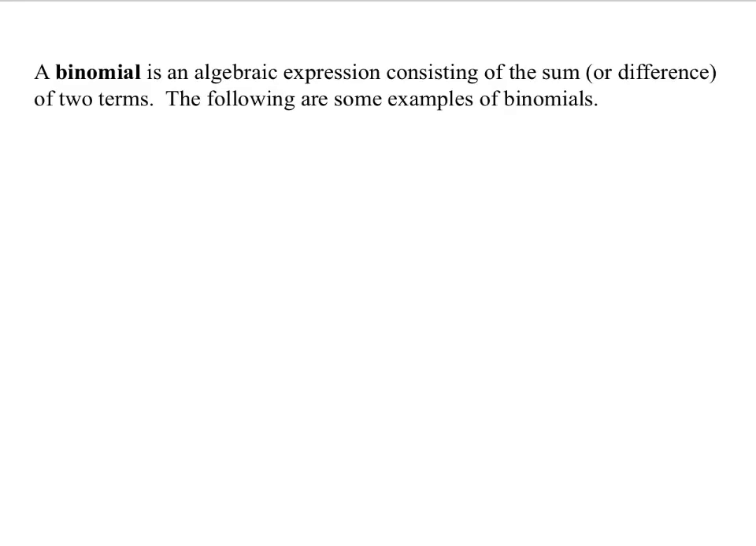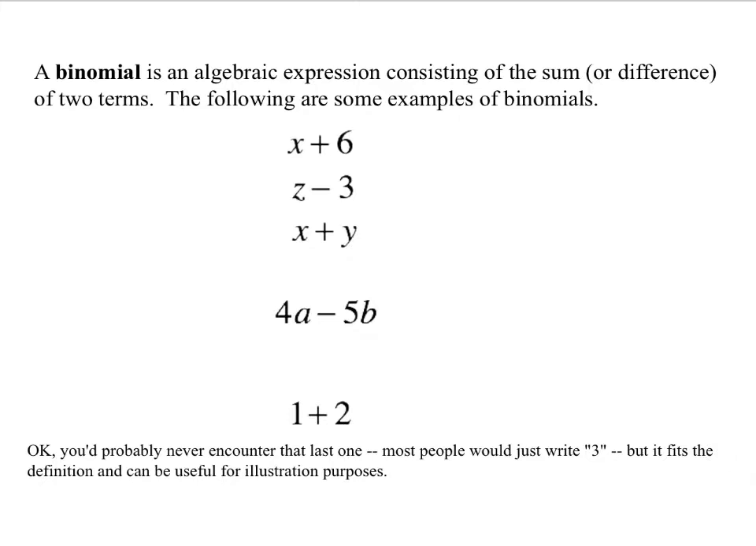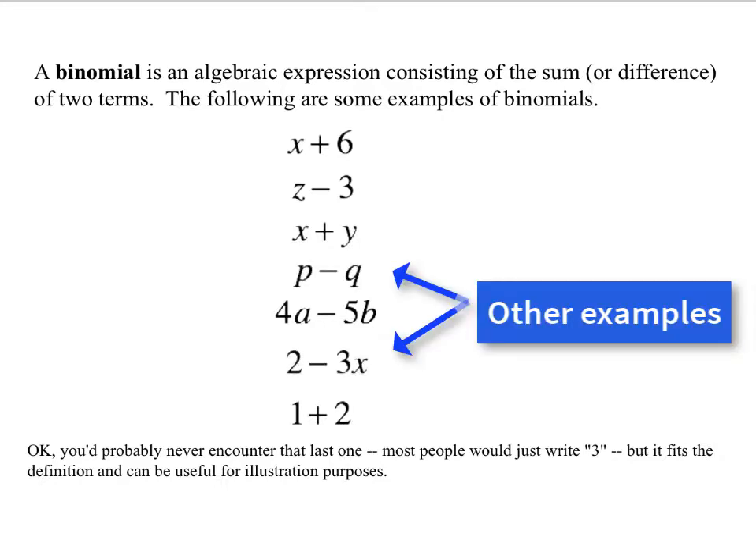A binomial is an algebraic expression consisting of the sum or difference of two terms. For example, x plus 6, or z minus 3, or x plus y, or 4a minus 5b, or even 1 plus 2. Okay, you probably never encountered that last one. Most people would just write 3, but it fits the definition and can be useful for illustration purposes.